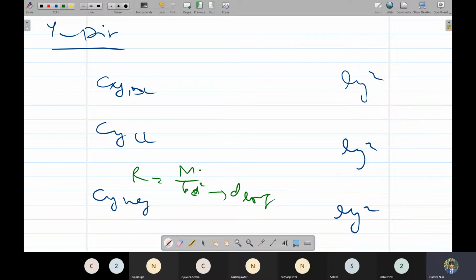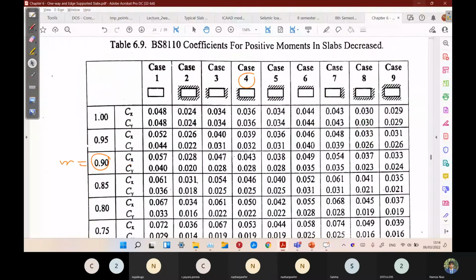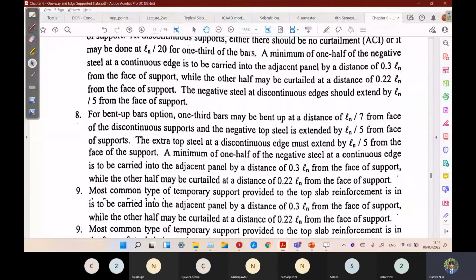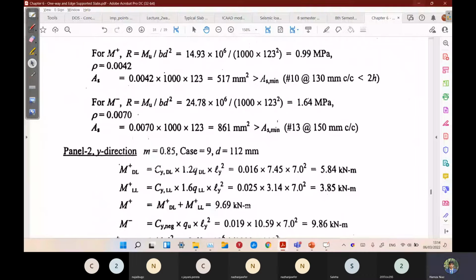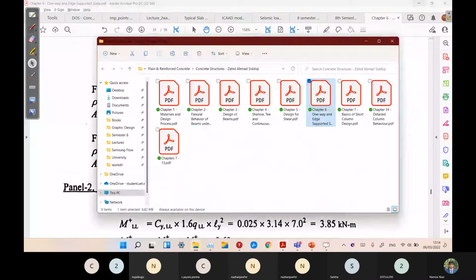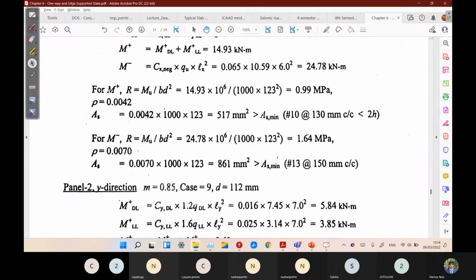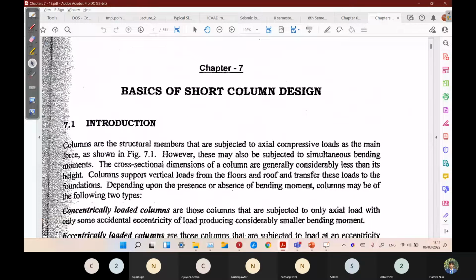Okay, so this one would be different in calculating moments, calculating the steel. So after we have got the steel, we can easily check what is required, for example, in the manual.